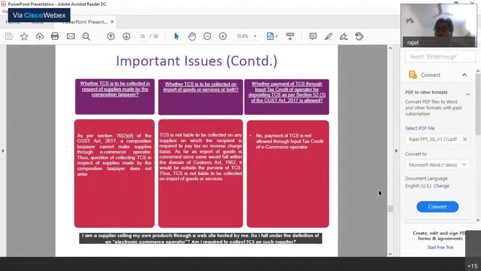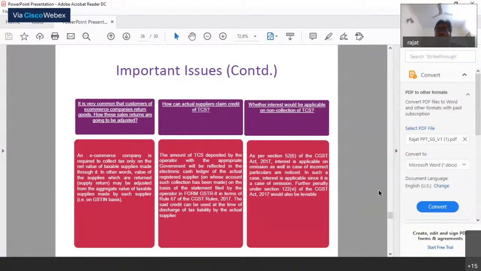No, if you are importing goods, the liability of GST is under the Customs Act as opposed to the Integrated Goods and Service Tax Act. Therefore, the TCS provision will not apply in such a case. And lastly, one of the important aspects is that the tax collection at source has to be deposited in cash. You cannot use your input tax credit to deposit tax on behalf of the supplier on your platform.